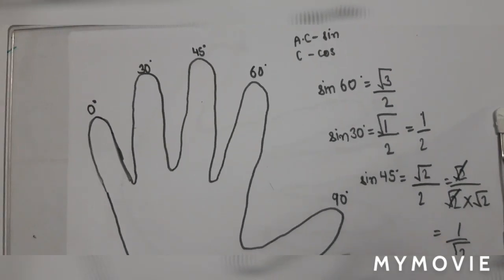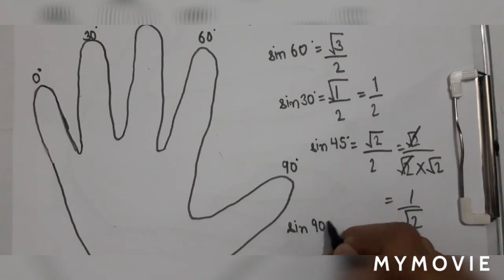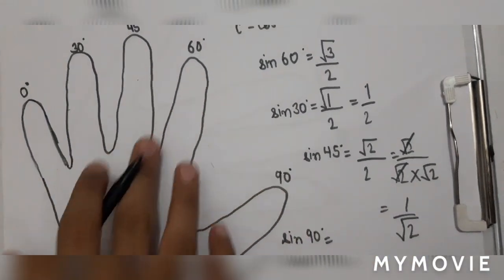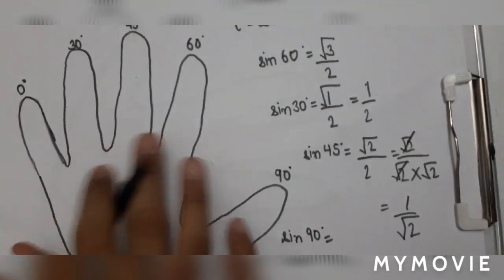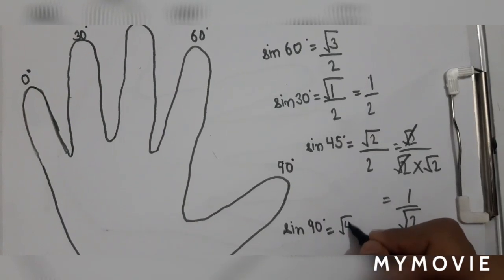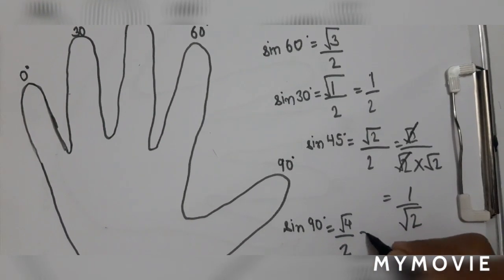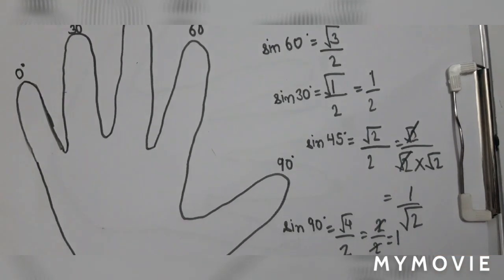So let's move on. Let's take another example, sine 90. For sine 90, how many are left? Sine 90 is this. How many are left? 1, 2, 3, 4. 4 are left. So we should find the root of 4 and divide it by 2. So root of 4 is 2, and by 2. So sine 90 value is 1.